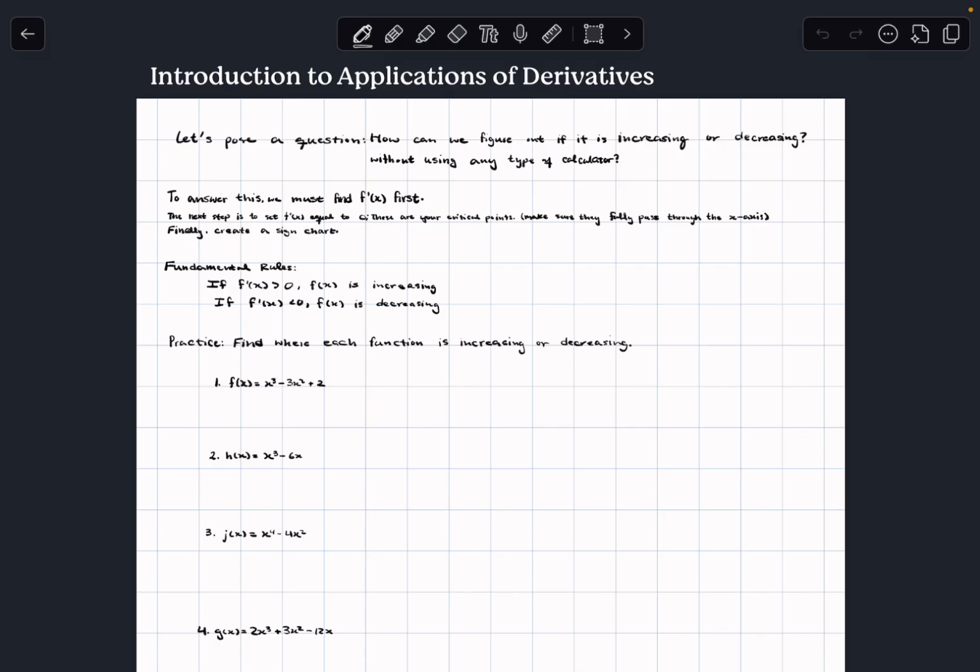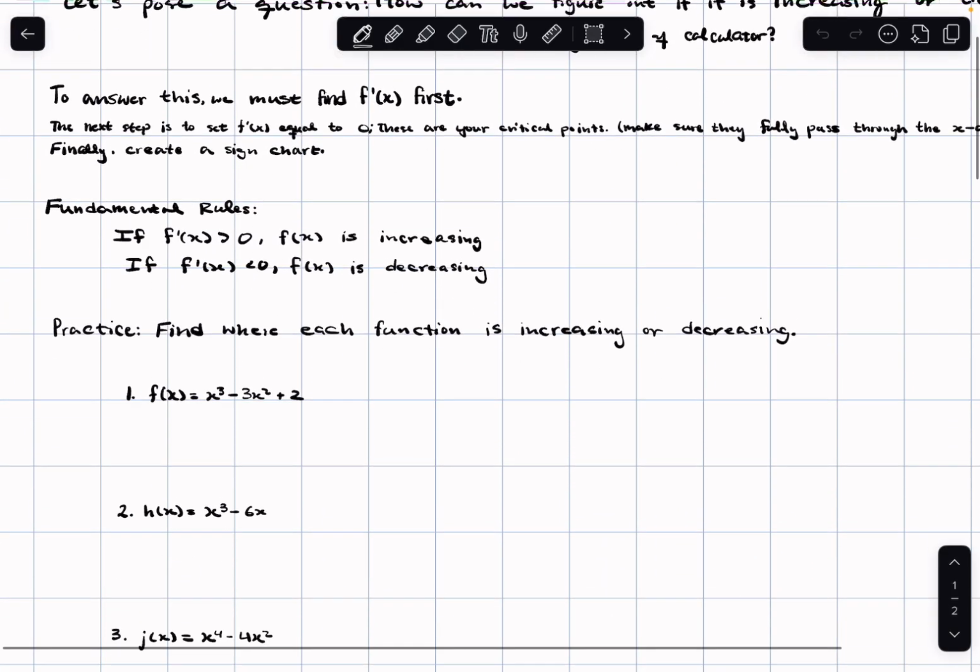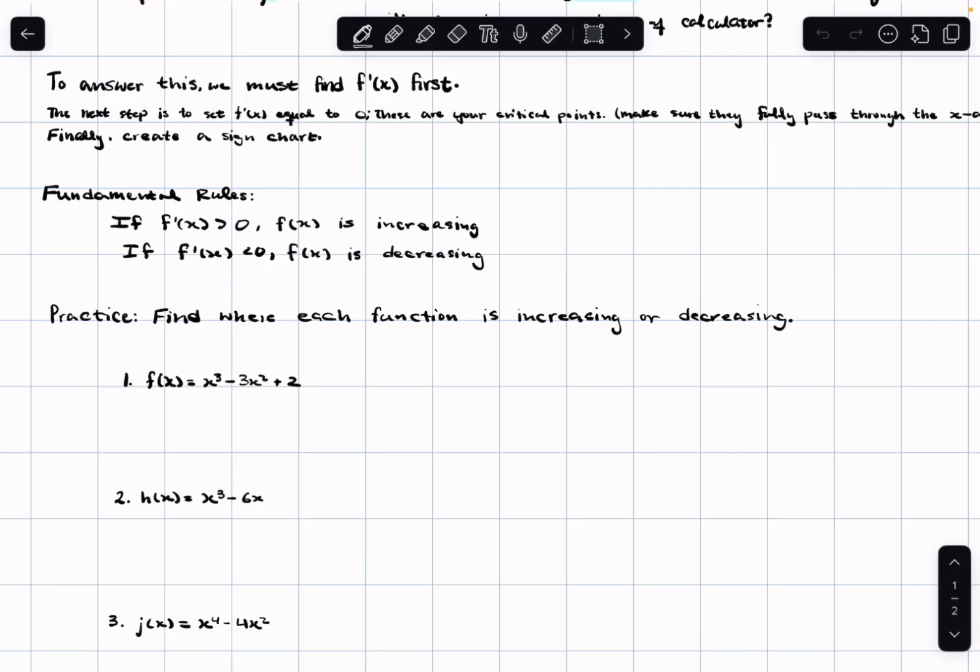These are your critical points, and you have to make sure they fully pass through the x-axis in order for them to be of any value in this case. And then we will learn how to create a sign chart. Before I move on, we'll define what a sign chart is later.